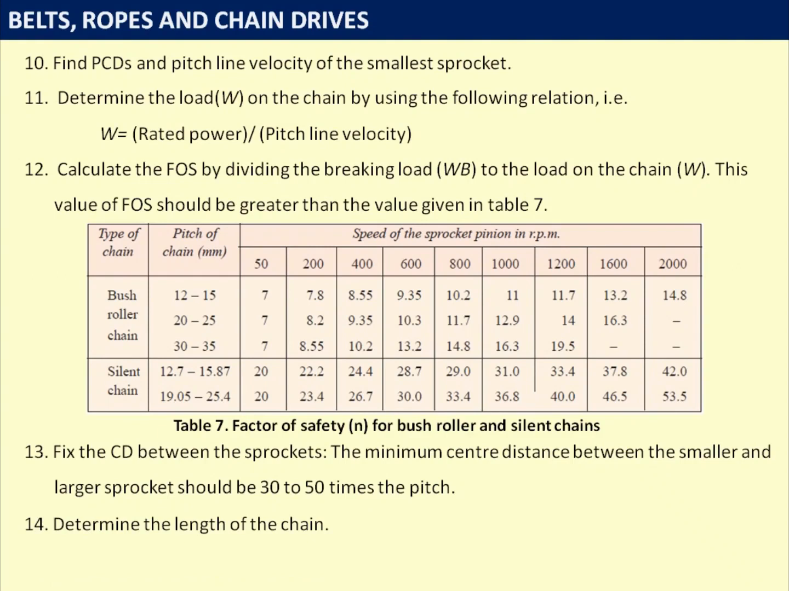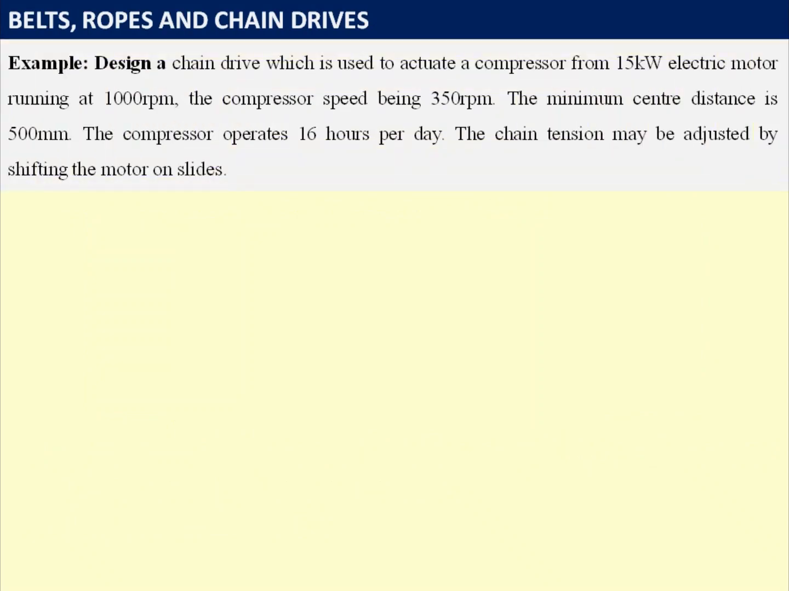Now let us see one numerical on the selection of chain. Let us consider this example. Design a chain drive which is used to actuate a compressor from a 15 kilowatt electric motor running at 1000 rpm, the compressor speed being 350 rpm. The minimum center distance is 500 mm. The compressor operates 16 hours per day. The chain tension may be adjusted by shifting the motor on the slides.